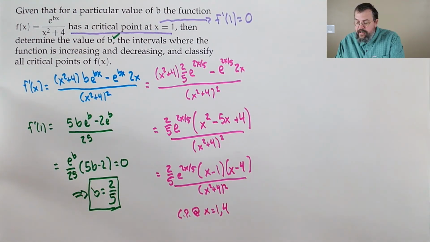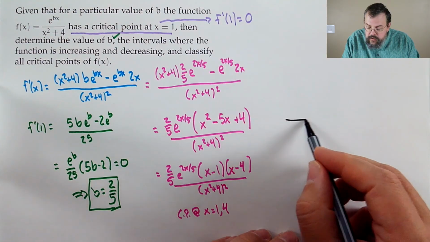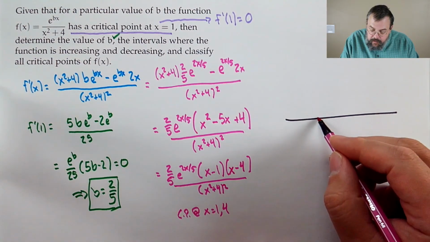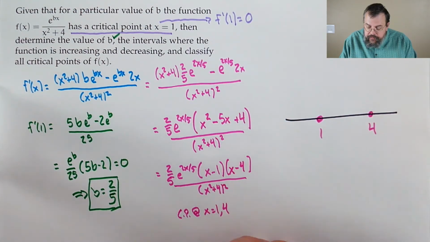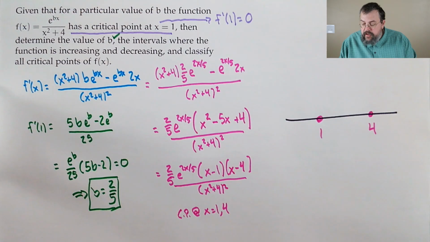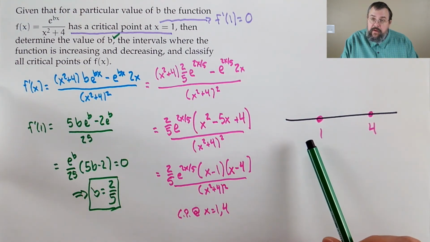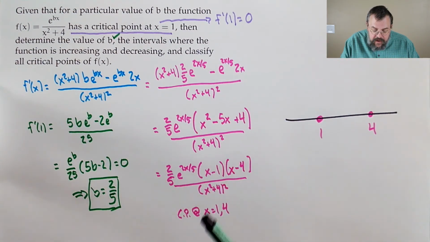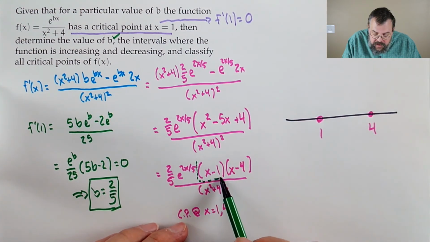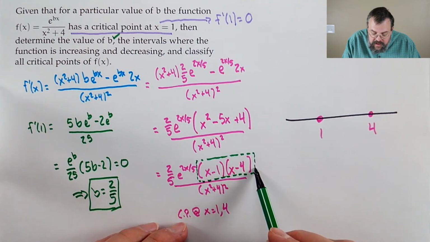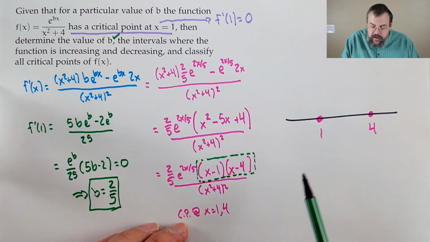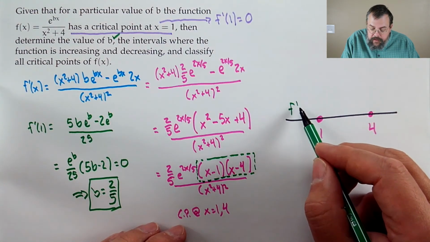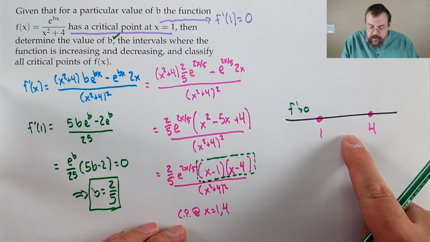Okay, time for us to draw our number line. And we mark our 2 points, 1 and 4. Here's 1, here's 4. Now we need to evaluate at various points in our intervals. So something below 1: 0 is a great number below 1. You really just need to focus on the x minus 1 times x minus 4 part. That will be the part that determines our sign, because the rest of it is always going to be positive. If I plug in 0, minus 1, minus 4, multiply them together, I see that f prime is positive.